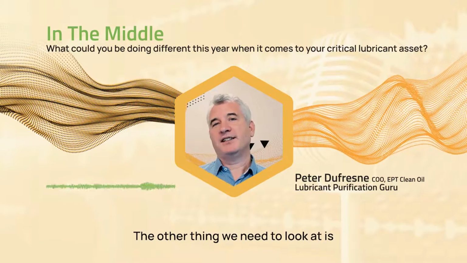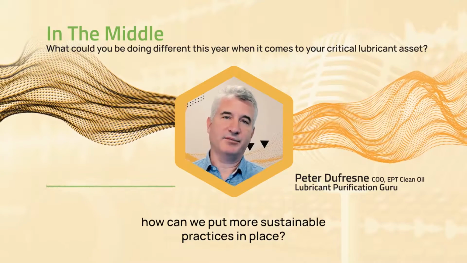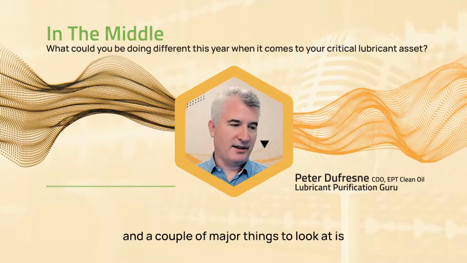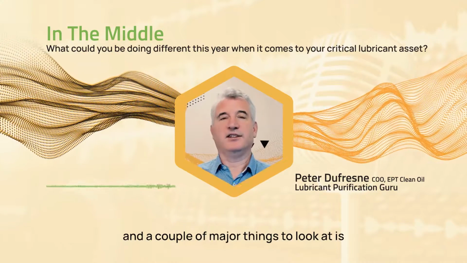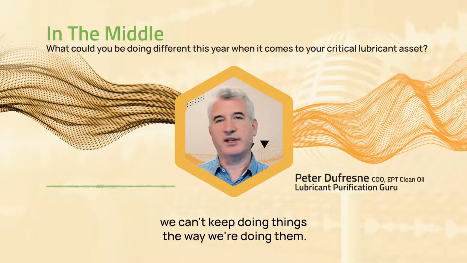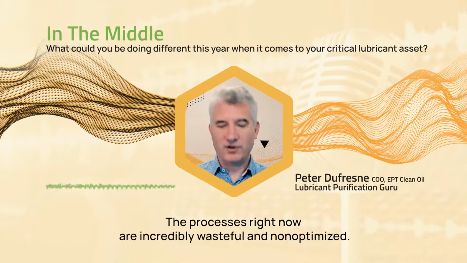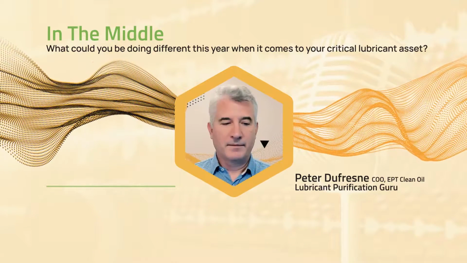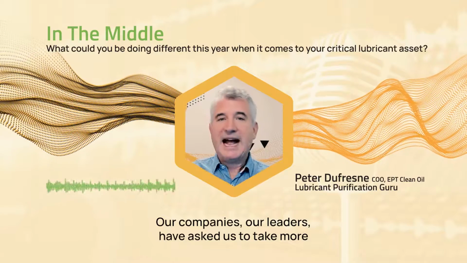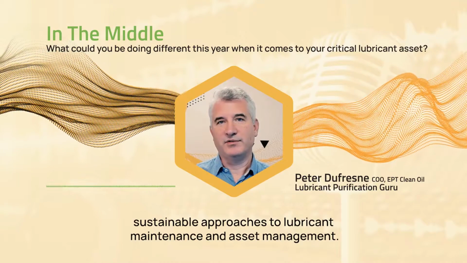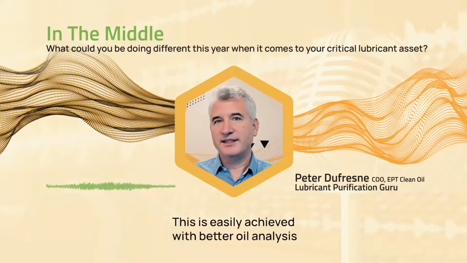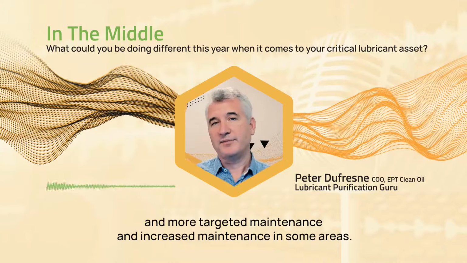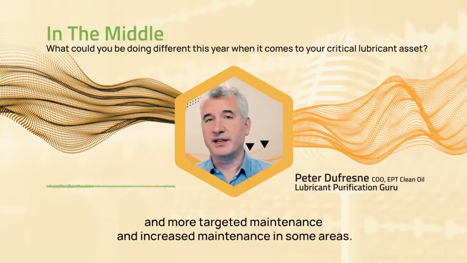The other thing we need to look at is, how can we put more sustainable practices in place? Last year, we did a keynote on sustainability, and a couple major things to look at is we can't keep doing things the way we're doing them. The processes right now are incredibly wasteful and unoptimized. Our companies, our leaders have asked us to take more sustainable approaches to lubricant maintenance and asset management. And this is easily achieved with better oil analysis and more targeted maintenance and increased maintenance in some areas.